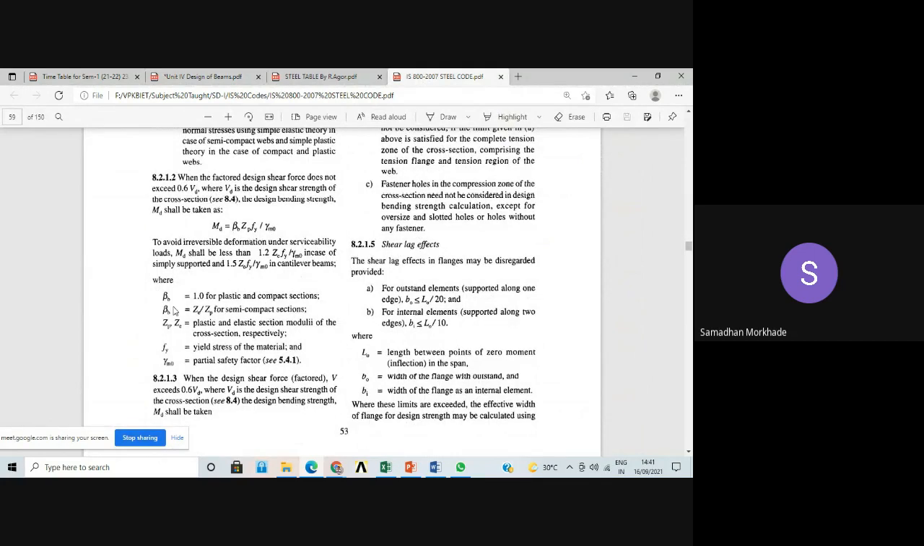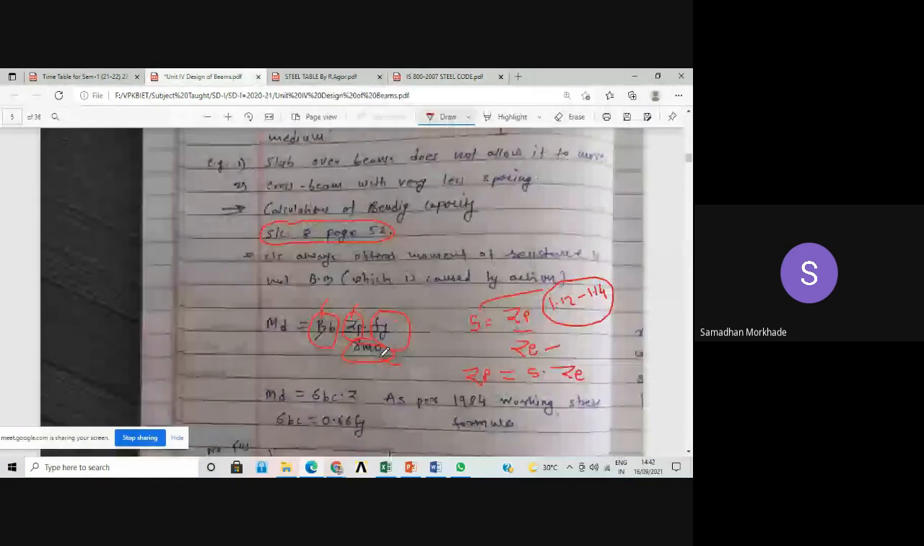Okay, beta b is 1 for plastic and compact sections. After classifying the sections, if your section is either plastic or compact, then beta b value is 1. If your section falls in the category of semi-compact, in that case beta b is the ratio of Zd by Zp. Then the rest of the things we have discussed. So this is about the bending strength.